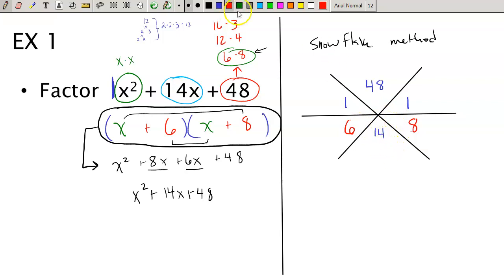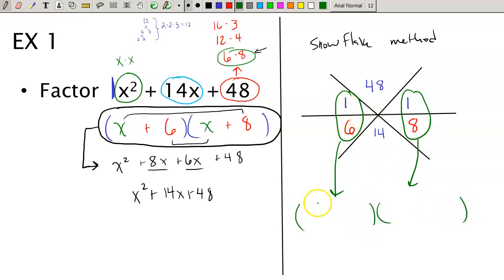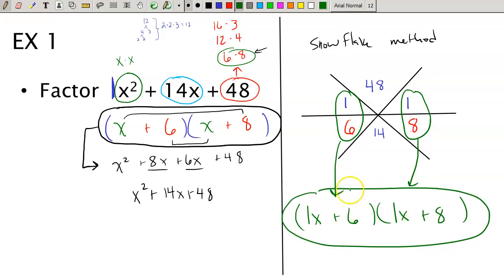So the snowflake method, then, we're going to take these two things here, 1 and 6, and then we have 1 and 8, and that's going to basically tell us our two binomials, our two parentheses, right? So we have 1 and 6, that's going to be 1x plus 6, and then I'm also going to have 1x plus 8 there. And so we get the exact same answer there. So this is called the snowflake method.